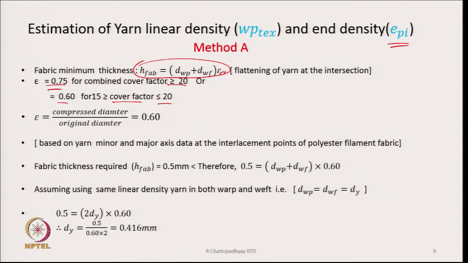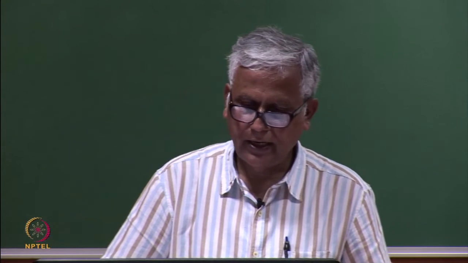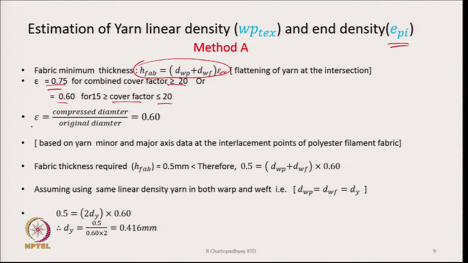and therefore, we make use of these equations and try to see whether we will be able to predict the yarn count and ends density. And what is this? This is compressed yarn diameter by original diameter of the yarn. This value should be equal to 0.6. Now, fabric thickness therefore required is 0.5 mm that has been stated. Therefore, we can write 0.5 is summation of diameter of warp and weft multiplied by 0.6.